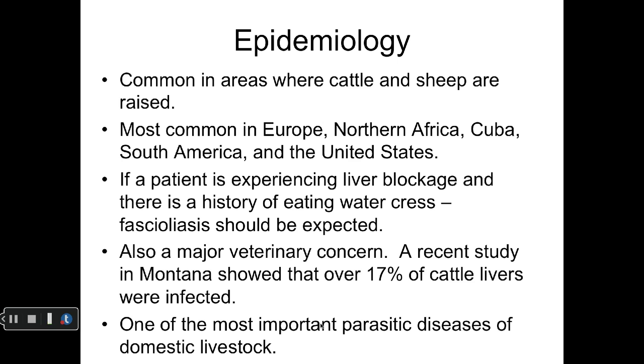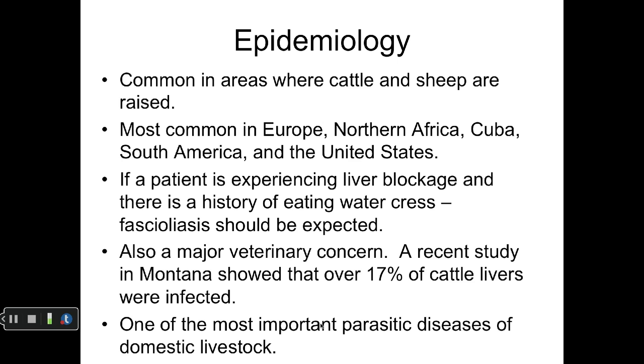Some epidemiological considerations. Fascioliasis is going to occur where cattle and sheep are raised, and it is most common in Europe, Northern Africa, Cuba, South America, and the U.S. It's not extremely common in humans, but it does occur with some frequency. In practice, if you have a patient that's experiencing liver blockage and a loss of liver function, and they have a history of eating watercress, then fascioliasis should at least be expected, especially if they have eosinophilia.